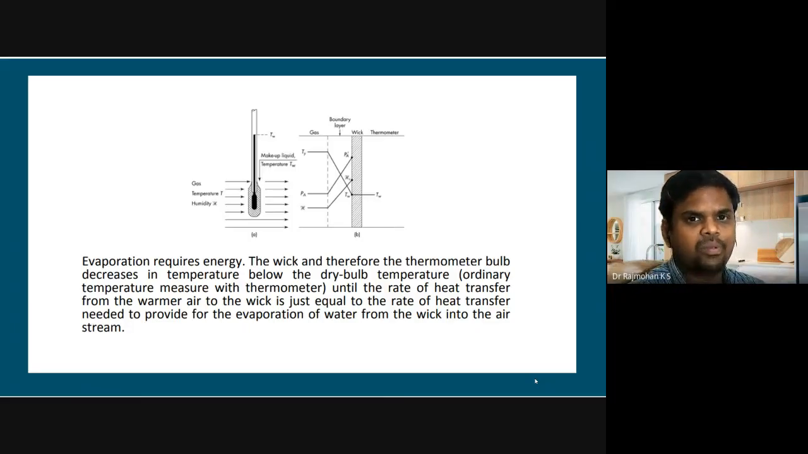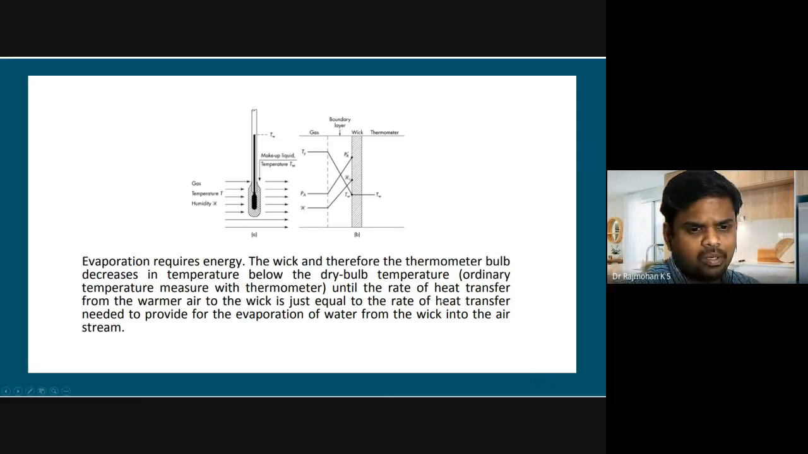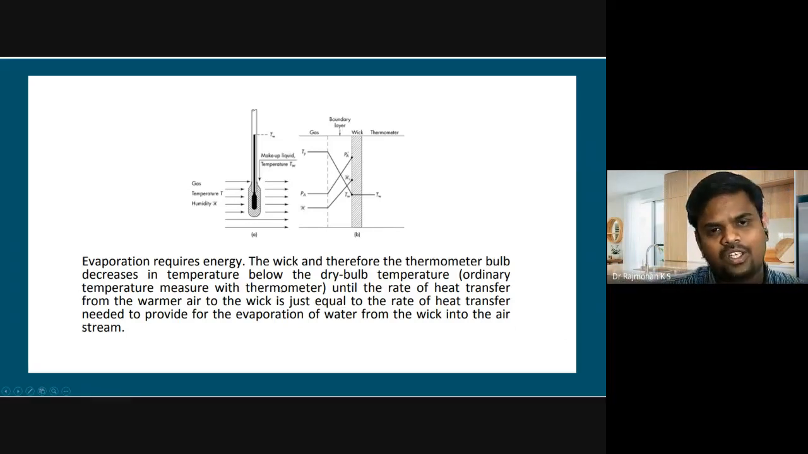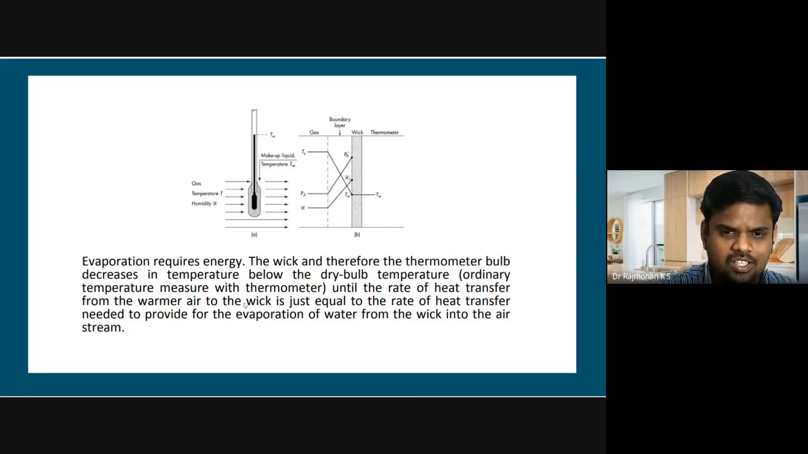Evaporation needs some energy, right? Some heat must be supplied to evaporate the water from the wet cloth connected to the bulb of the thermometer. So the wick, and therefore the thermometer bulb, decreases in temperature below the dry bulb temperature, until the rate of heat transfer from the warmer air to the wick is just equal to the rate of heat transfer needed to provide the evaporation of water from the wick into the stream. So that equilibrium needs to be established.